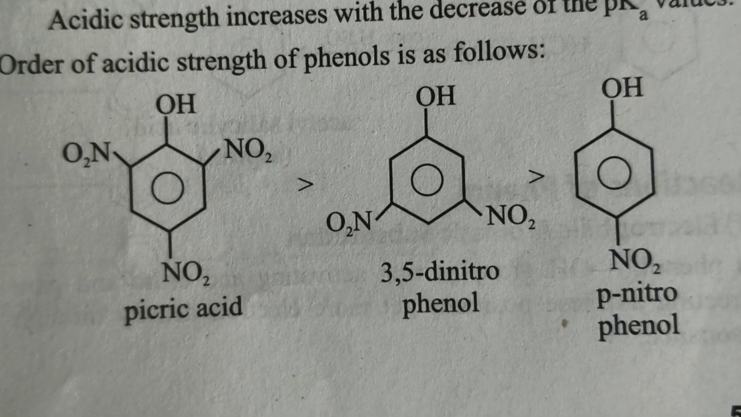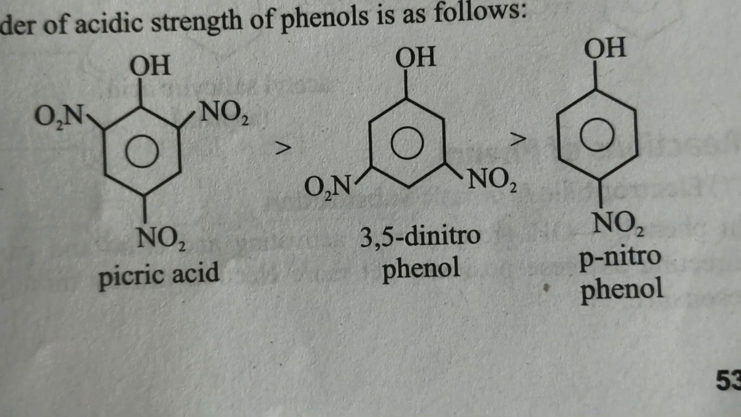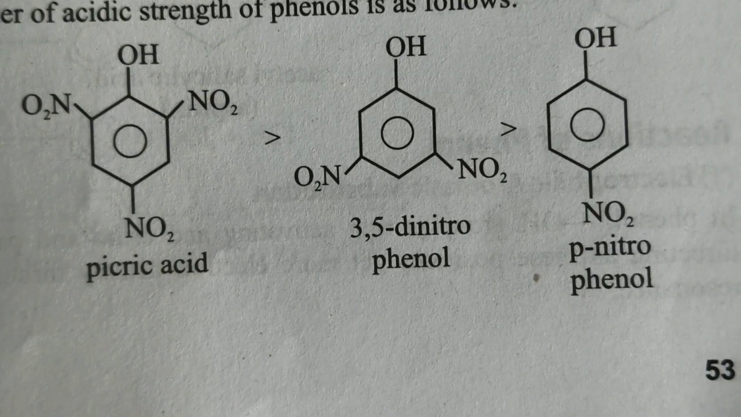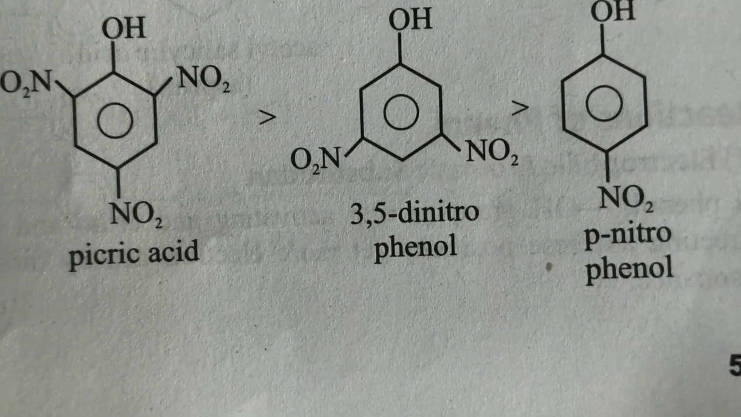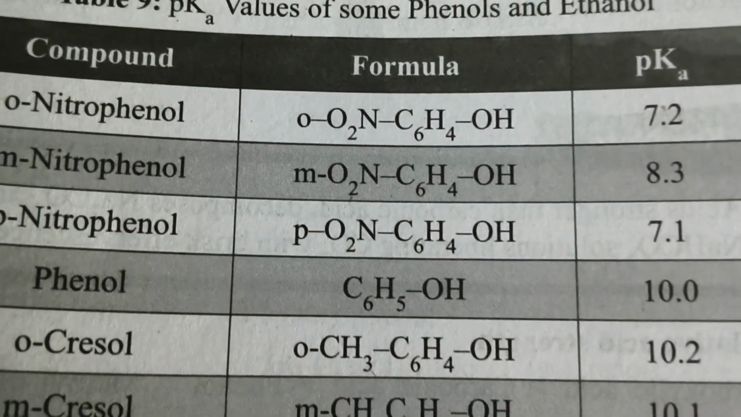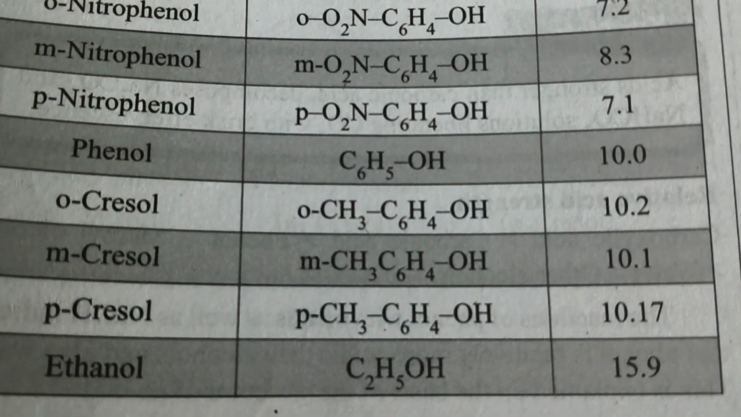The order of the acidic strength of the phenols is as follows: picric acid, 3,5-dinitrophenol, para-nitrophenol. pKa values of some phenols and ethanol. Here is a table.